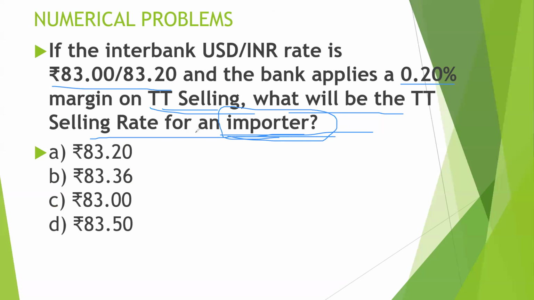So here you have to calculate. The bank margin is 0.20%, and this is the rate. The first one is the buying rate, the second one is the selling rate. It is an import transaction and we have to use the selling rate. So we take the base amount as 83.20, and after that you have to add the margin. You can pause the video and calculate in your notebook or mobile, and then you can come up with the right answer. Four answers are given, so let's see what the correct answer is.